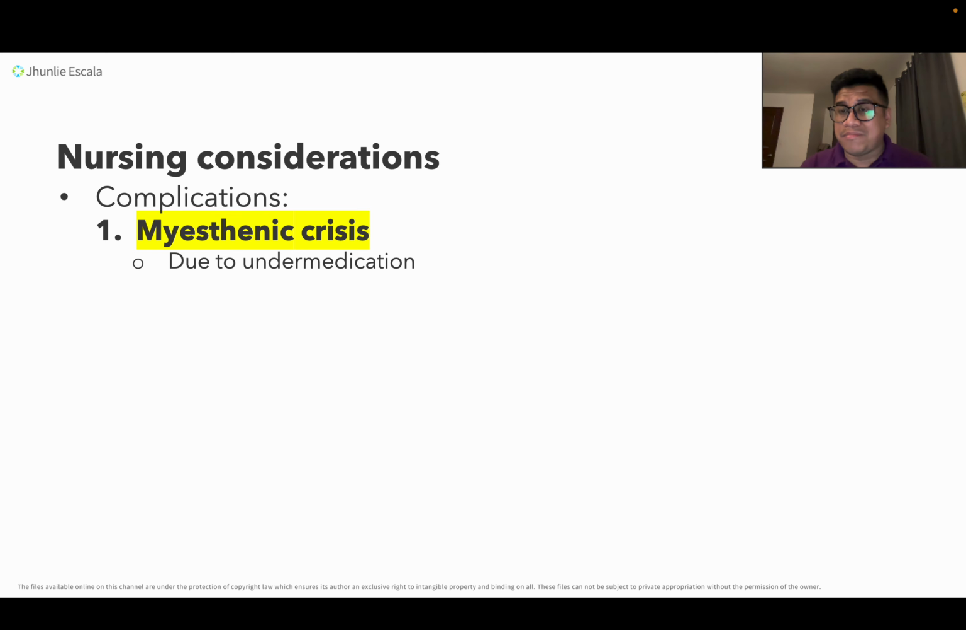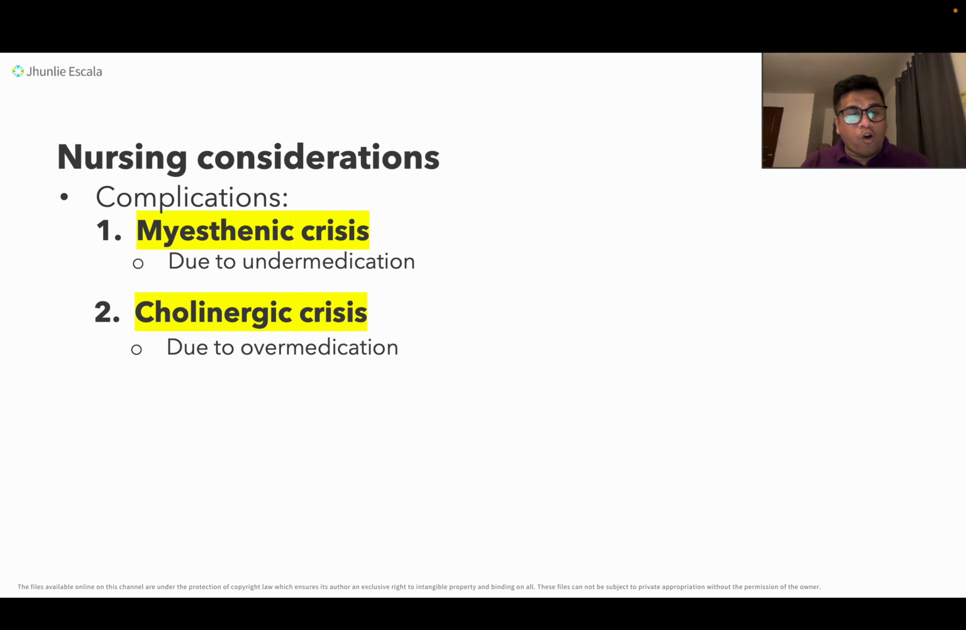So what are the symptoms of myasthenic crisis? All of those that we have laid down earlier in your assessments. Muscle weakness will become more and more extreme and more dreadful to our patient. Okay? On the other hand, if we over medicate our patient, cholinergic crisis will also happen.